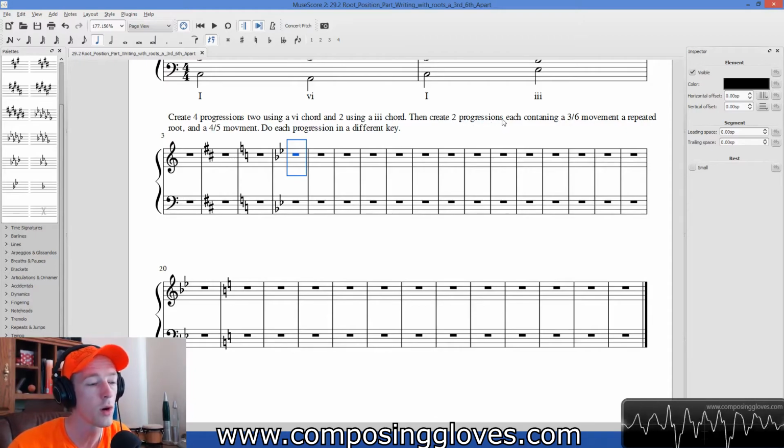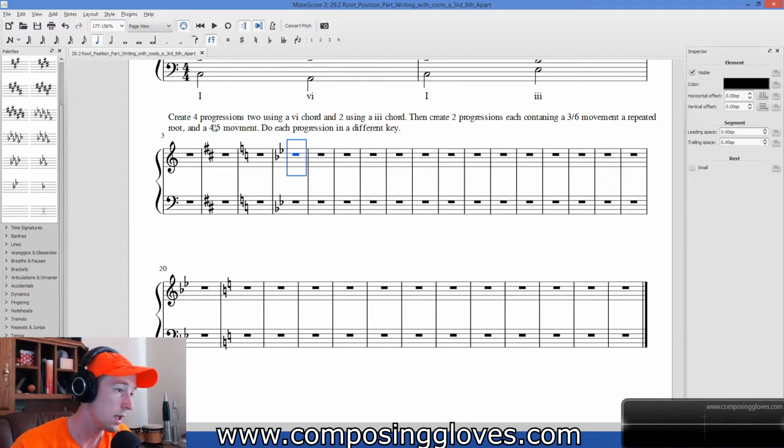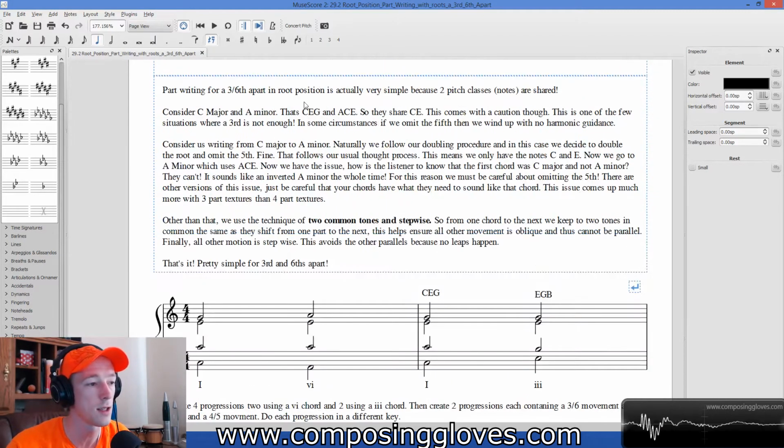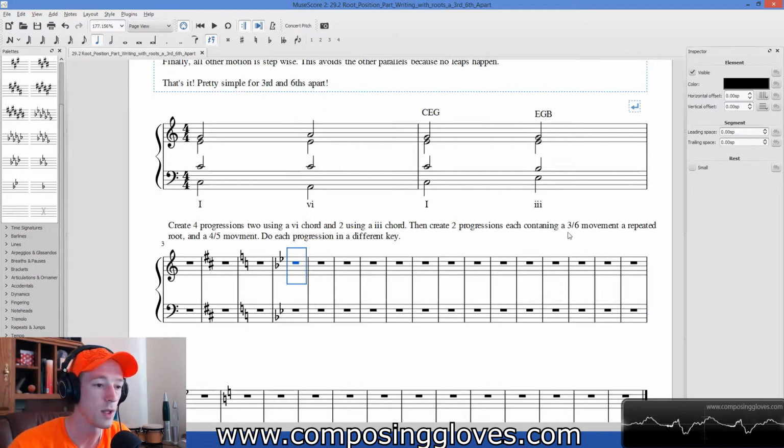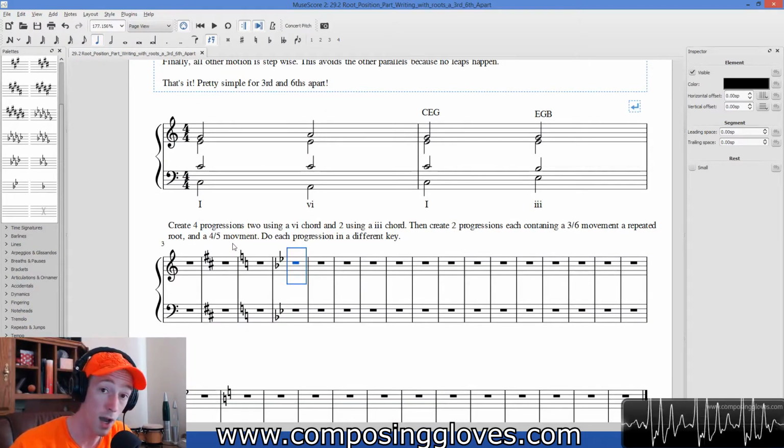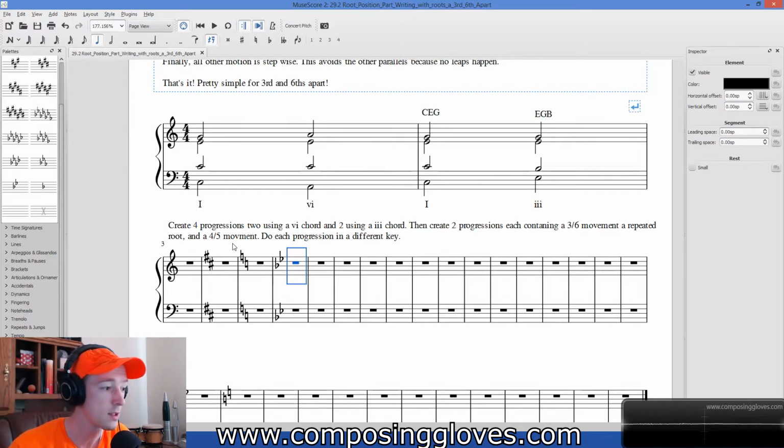And then we say create 2 chord progressions, each containing a 3-6 movement, a repeated root, and a 4-5 movement. So this is a 3-6 exercise, so it makes sense that should be included. We just talked about 4-5s, so include one of those at least, and a repeated root, which was our first lesson. And I want you to string these together into a song, a chord progression. Don't worry too much about the chords you pick. That becomes the topic of harmony, which for now, we're just not going to worry about. So the chords we are picking in the order they go in, we don't care. We'll talk about that later.